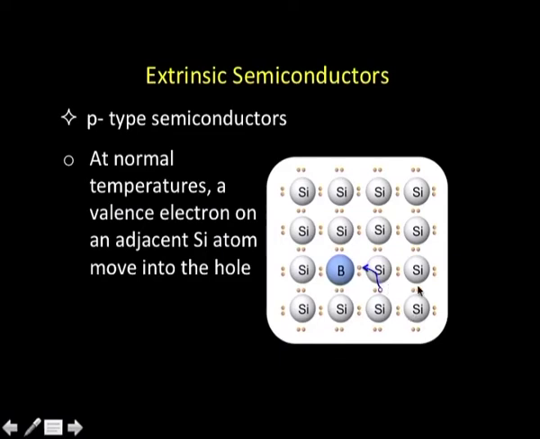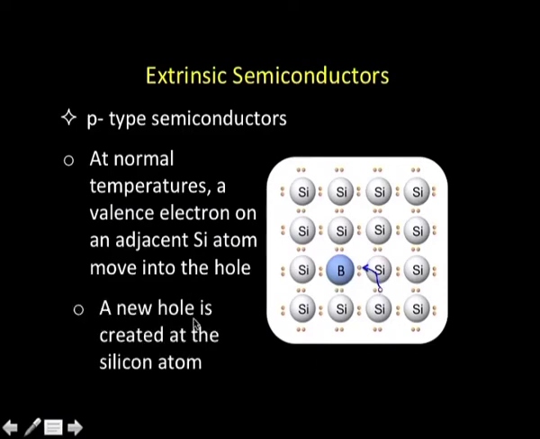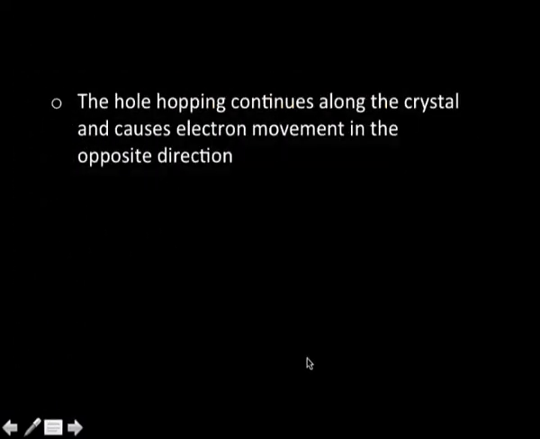And this process can continue. Another electron can come from here to here, the hole will move somewhere here, and an electron will come here. In this case, a new hole will be created at a silicon atom, the neighboring silicon atom from where the electron has moved to this hole located at the boron atom. And this hole hopping mechanism continues, as we showed in the case of silicon conduction, and this is what leads to electron movement in the opposite direction. I mean, hole hopping will be in one direction, and electron movement will be in the direction opposite to that. That was what we demonstrated earlier too.